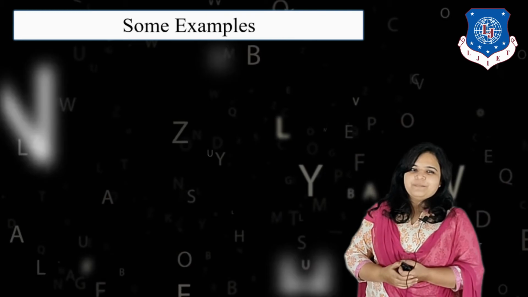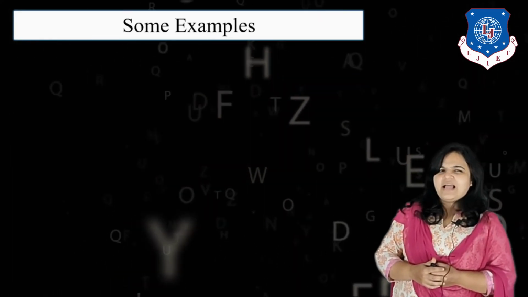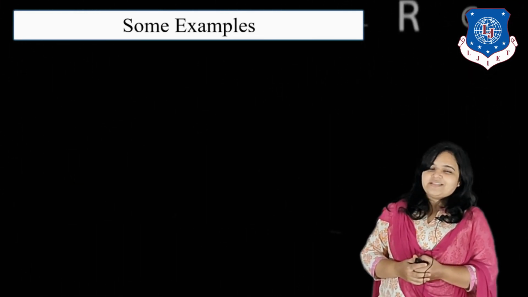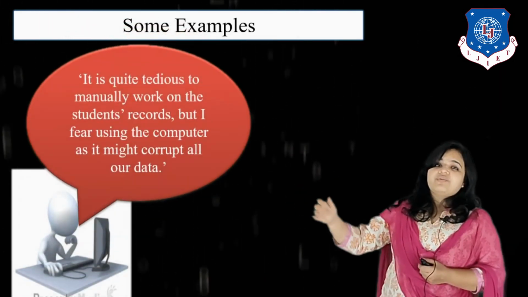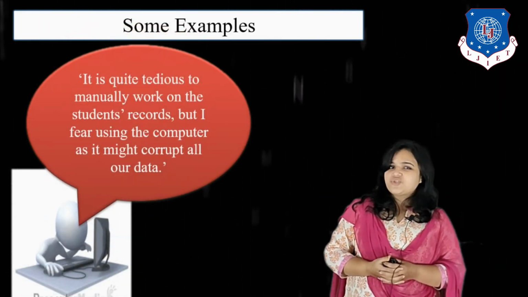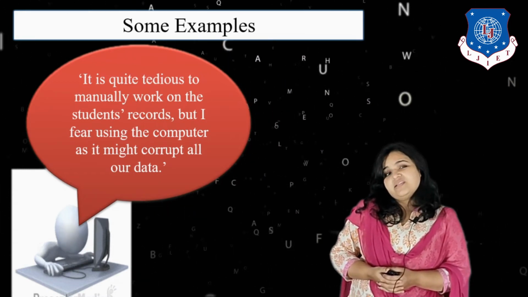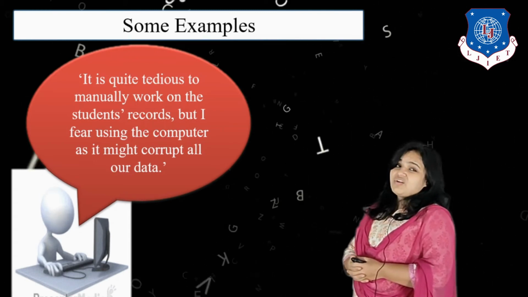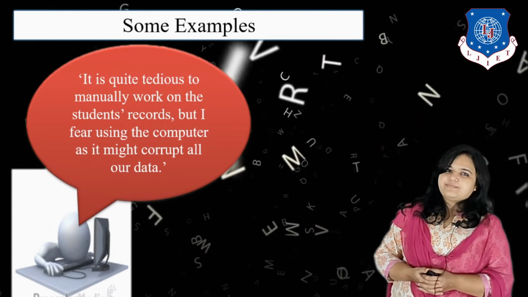Moving forward, I'd like to give you some examples. I'll give you a second to think about which type of barrier this is. Otherwise, I'm always there to solve the answer for you. Here our friend finds it too tedious to work manually on the student records. But at the same time he is thinking, I cannot trust the computers because they may corrupt the data. Which type of barrier is this?